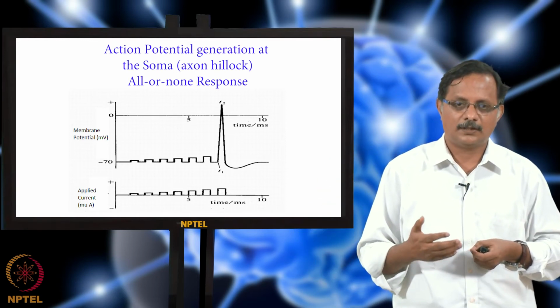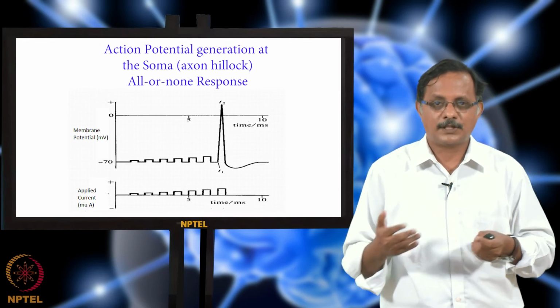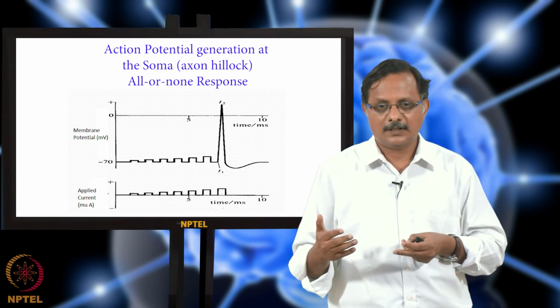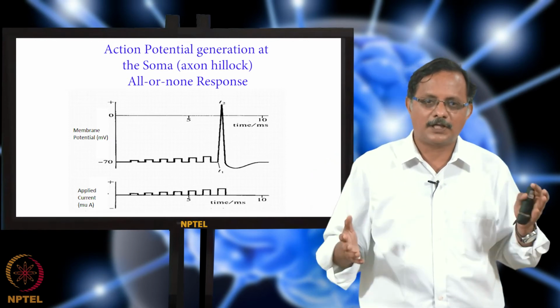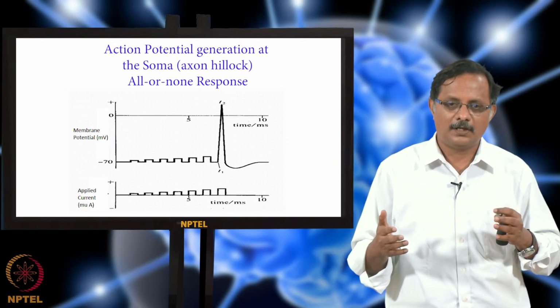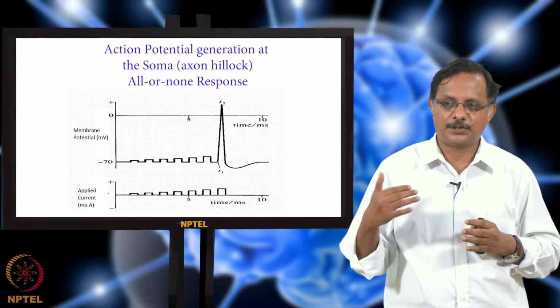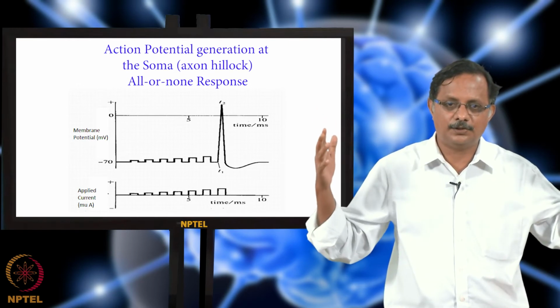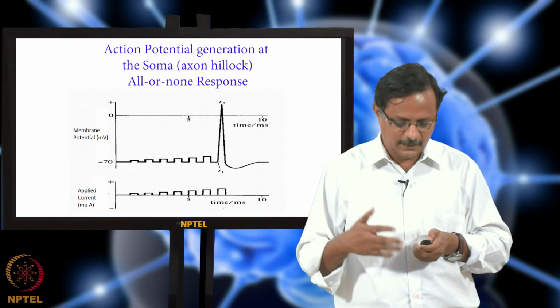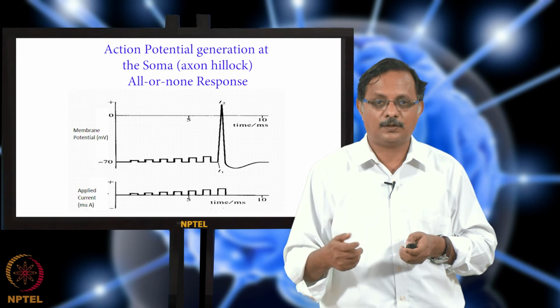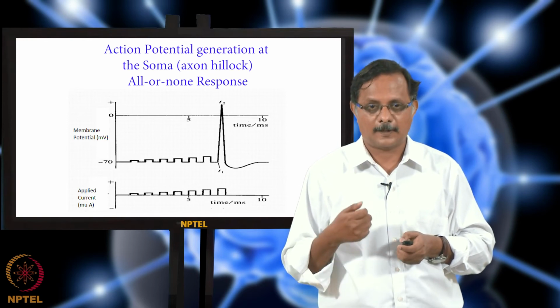Therefore, this kind of response is called an all or none response, because as the current is increased, until a point there is very little response in the neuron, but beyond a point, when the current crosses a threshold, suddenly it shows a huge explosive response. Therefore, it is called an all or none response. And so, what we call the action potential is a kind of all or none response.